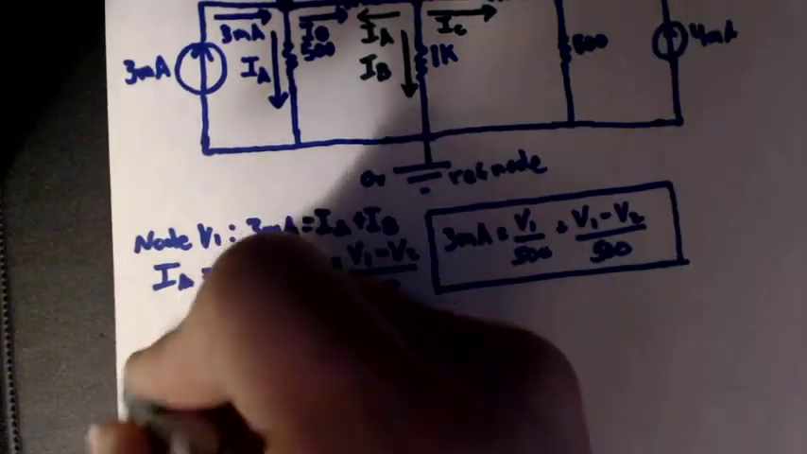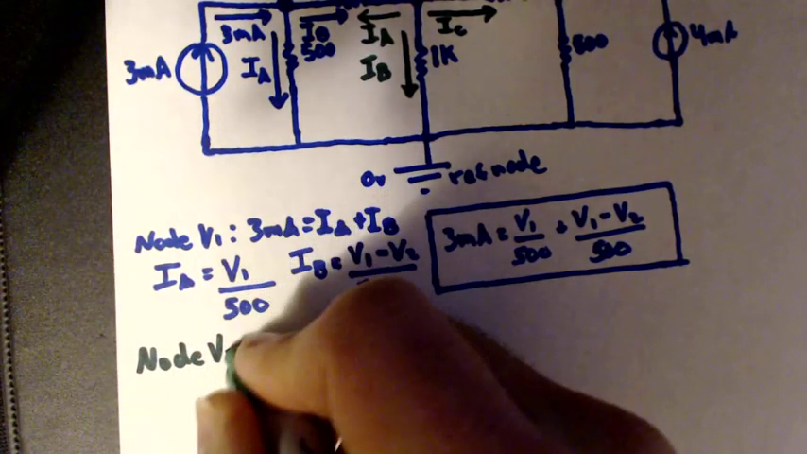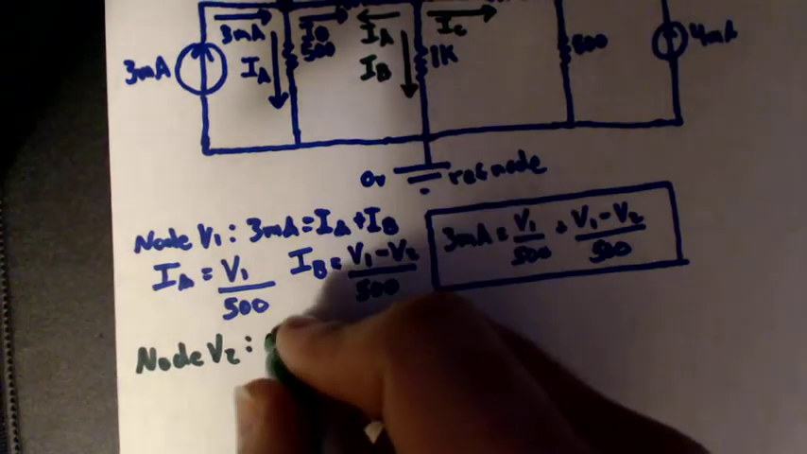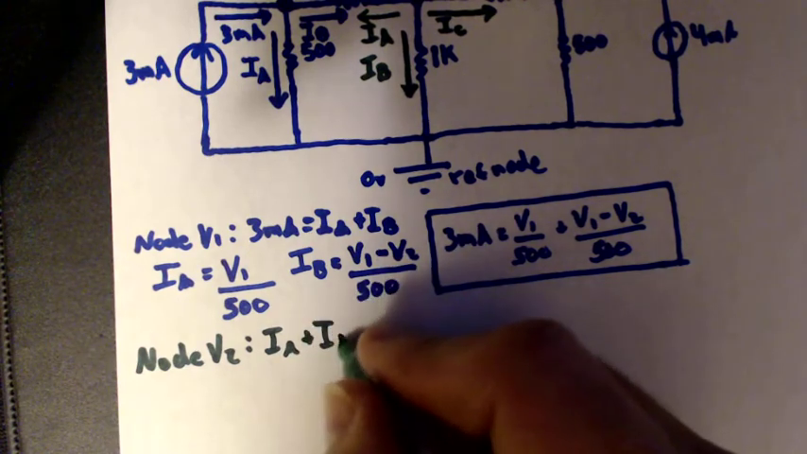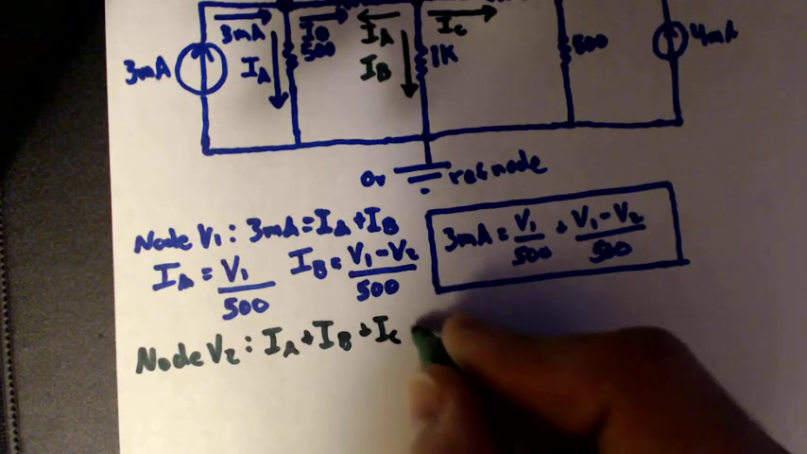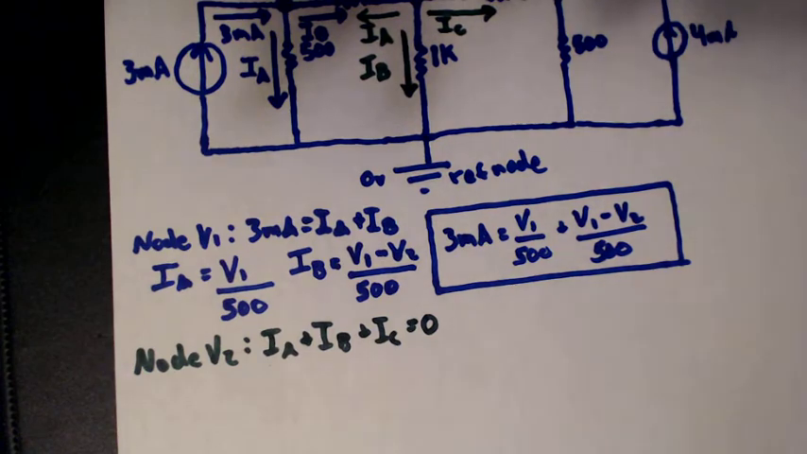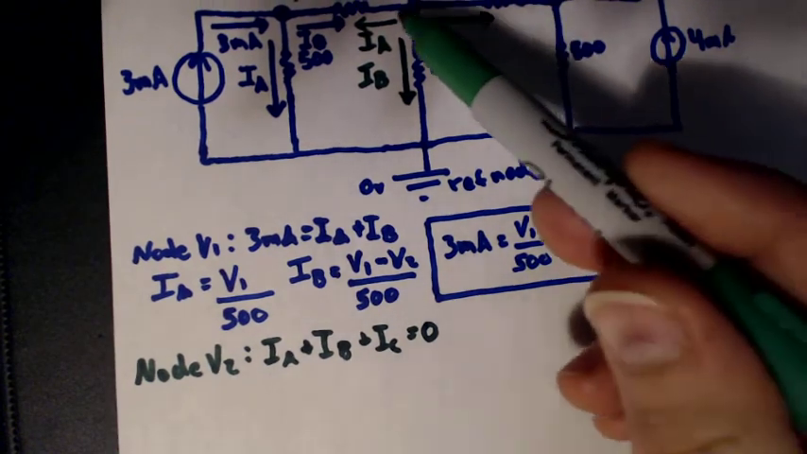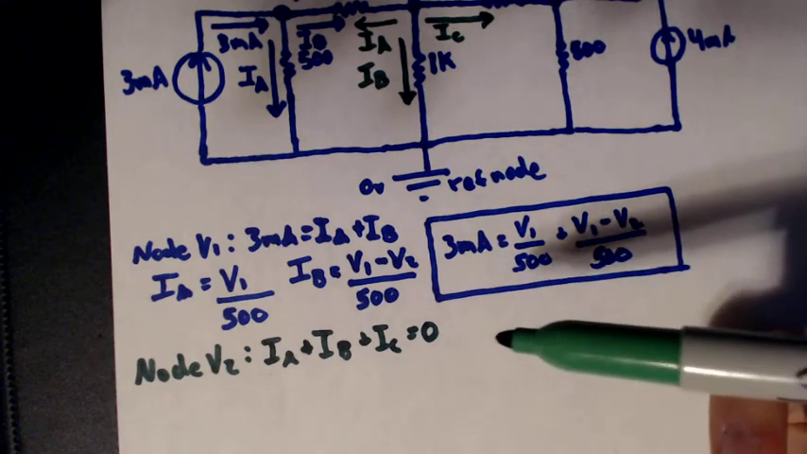So when we go ahead and write out KCL for our node V2, I'm actually going to say IA plus IB plus IC is equal to 0. Totally fine to do that, okay? So all the currents are leaving, therefore if I added them all up, they should equal 0, right? Conservation of charge, Kirchhoff's current law.